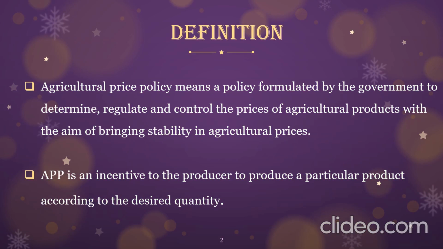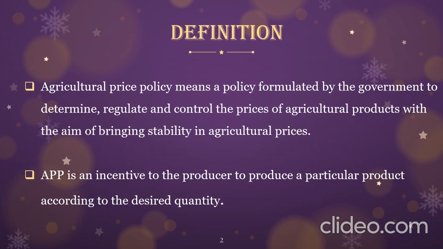So, what is Agricultural Price Policy? It is nothing but a policy formulated by the government to determine, to regulate, and to control the prices of agricultural products in order to prevent the violent fluctuations in the prices of agricultural commodities, which may force the farmers not to cultivate that crop, thus leading to a serious shortage of that particular crop. Alternatively, it may also cause a sudden hike in the price of a particular crop. Thereby, this agricultural price policy aims at bringing stability in agricultural prices.